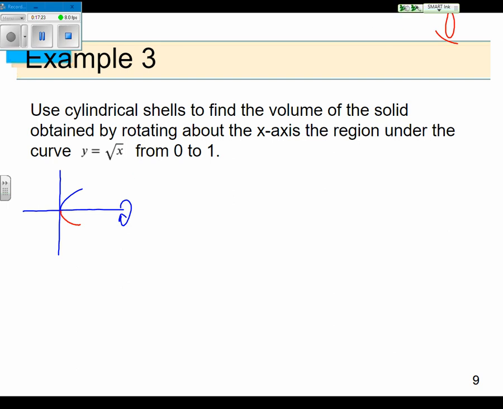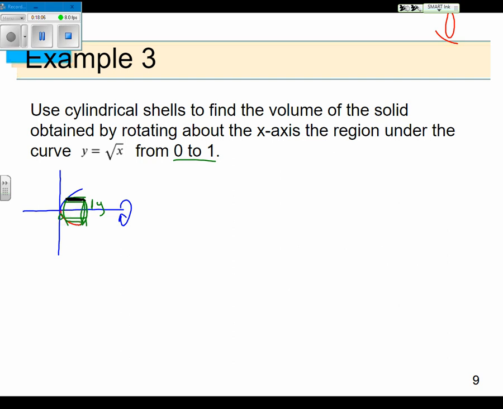Because if I'm just going from 0 to 1, rotating about the x-axis, that means that my shells have to run this way. My toilet paper is actually on the roll this time, if you want to think of it that way. I drew that the wrong way. There we go. So if I'm rotating it the other way, that means that my radius this time is going to be y. And then the height of my shell is running this way.